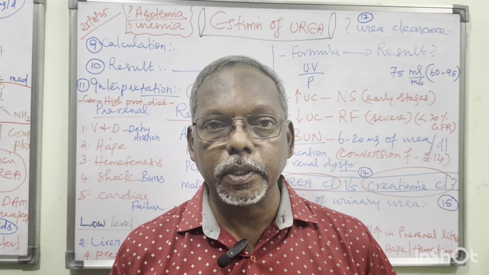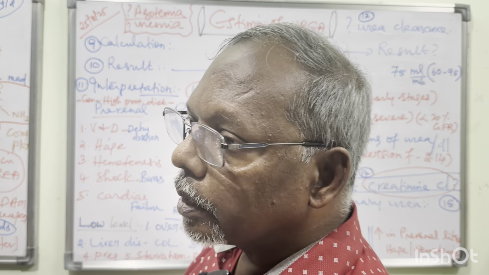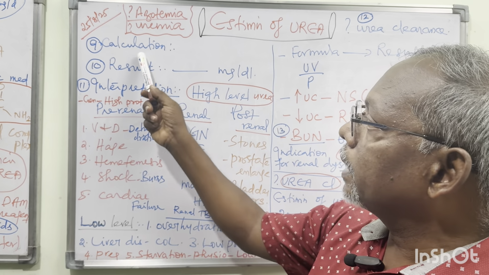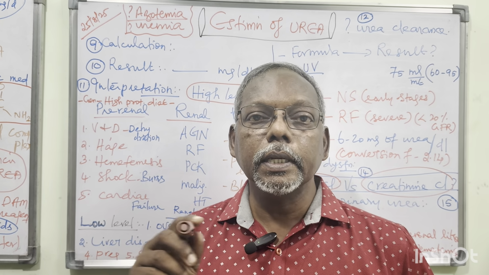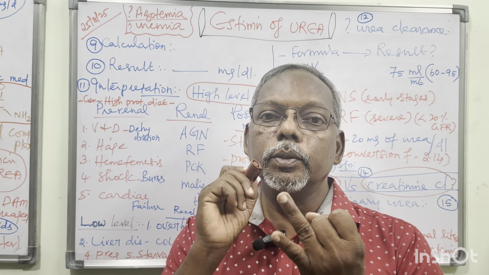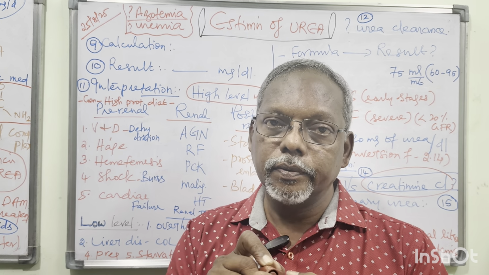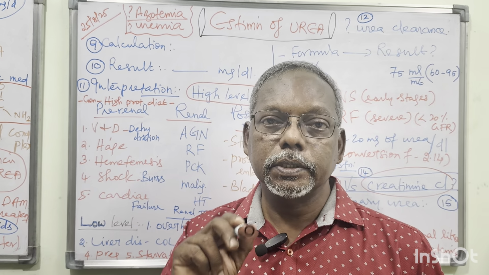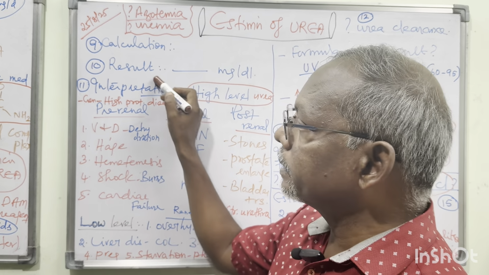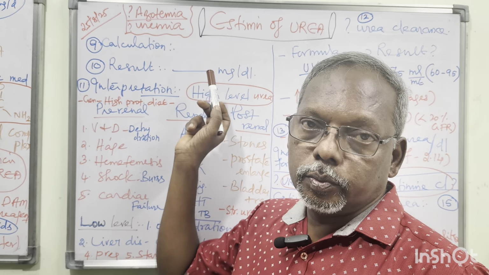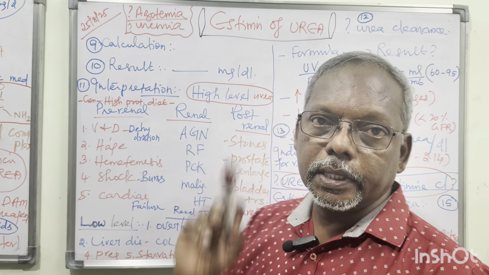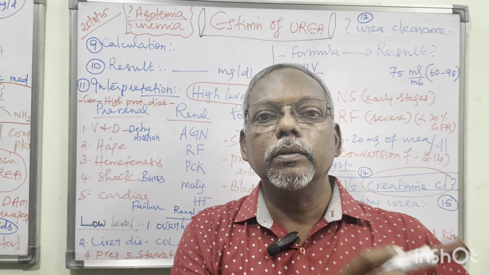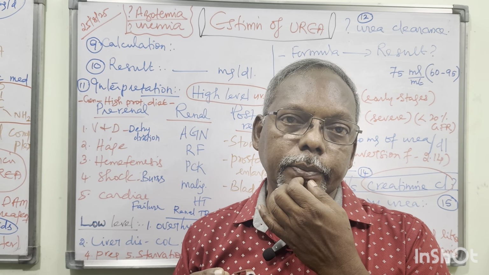This is a very, very important question for your urea estimation. Second, you are getting the blank value, test value, and standard value. You are going to apply the formula and do the calculation. Finally, you will get the result, which you write like this, milligram per deciliter. After this result, you are going to give the clinical interpretation.